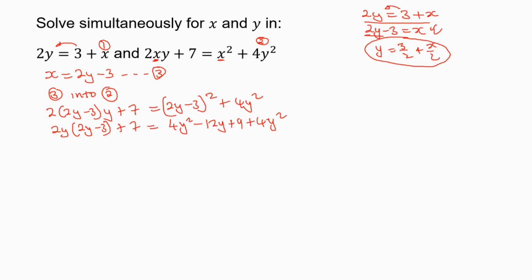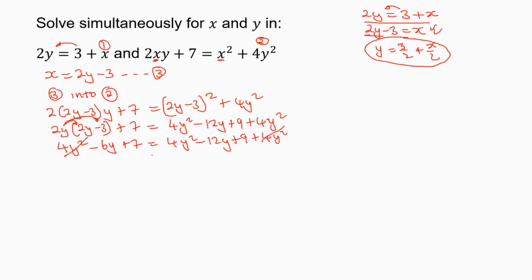Let's remove this one. We haven't expanded this one. So here's 4y squared. Then 2 times 2y, that is 2y times 2y. 2y times negative 3 is negative 6y. You see that? Then plus 7 is equal to 4y squared minus 12y plus 9 plus 4y squared.